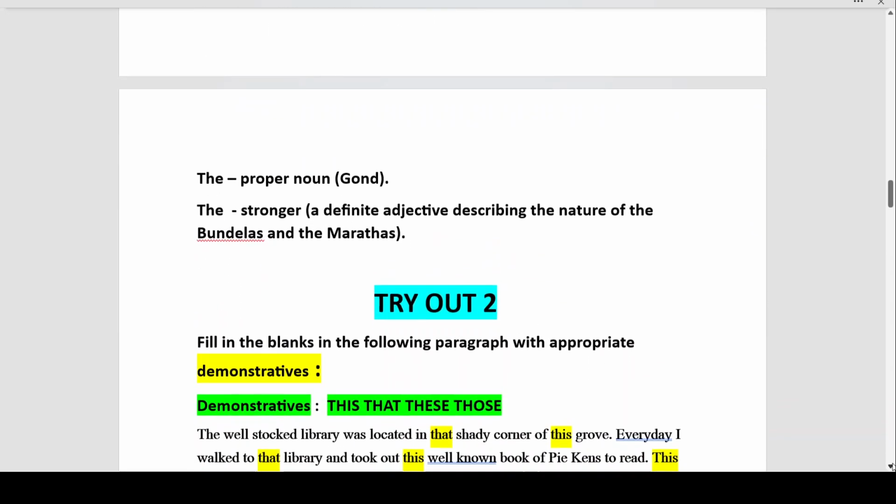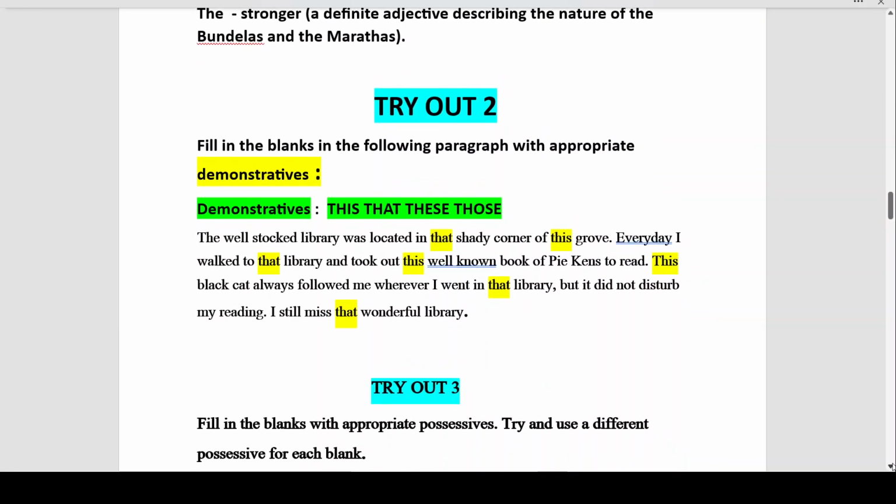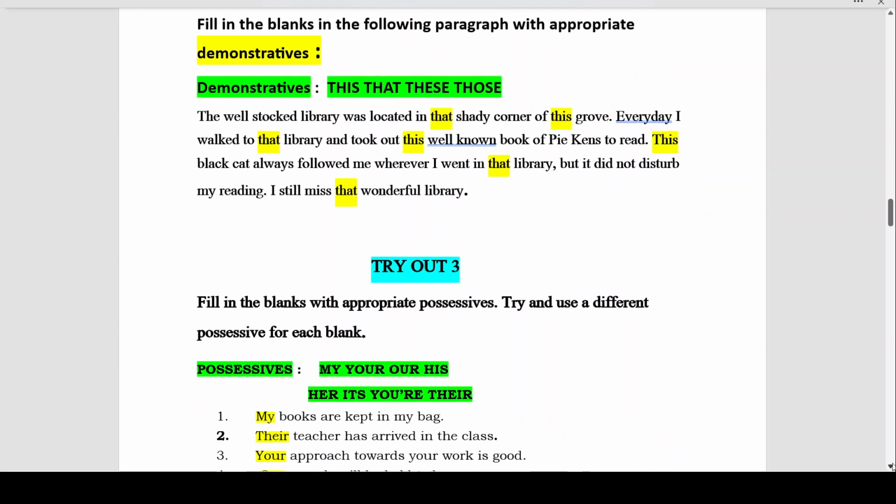Next, try out 2. Fill in the blanks in the following paragraph with appropriate demonstratives. Now, what are demonstratives? This, that, these, and those. Now, we use demonstratives to point out, like I explained in the explanation. So here, the well-stocked library. Now, you and I are having a conversation. Okay, first thing is that which is to be kept in mind. Now, I am telling you, the well-stocked library was located in that shady corner of this grove.